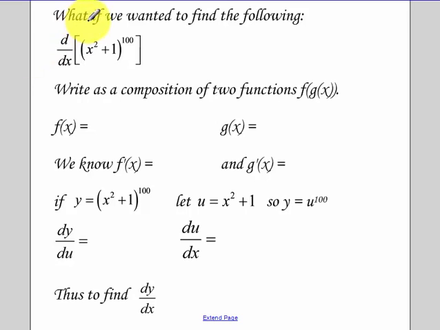So if we wanted to find the derivative of x squared plus 1 to the 100th power, I don't want to write out this to the 100th or have to multiply it out or something like that. But we can write this as a composition of two functions, where f of x is our outside function, and g of x is the inside function. And now we take the derivative of both of those.